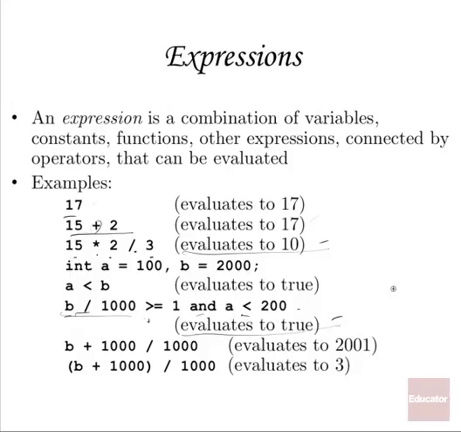Whew. B plus 1,000 divided by 1,000: now the division is done first, so 1,000 divided by 1,000 is 1, added to B, which is 2,000, that evaluates to 2001. Well, that wasn't what we wanted, that wasn't what we meant. This is what we meant. We put parentheses around it, so the parentheses are done first, so B plus 1,000, then divided by 1,000, that evaluates to 3.